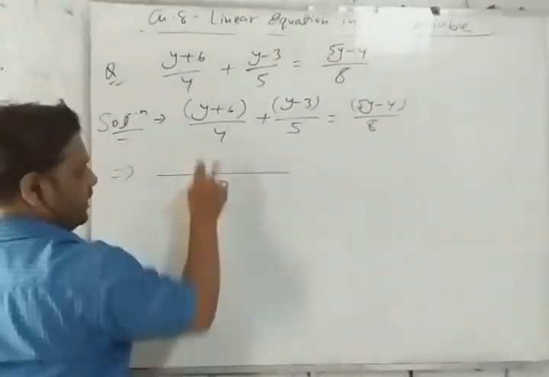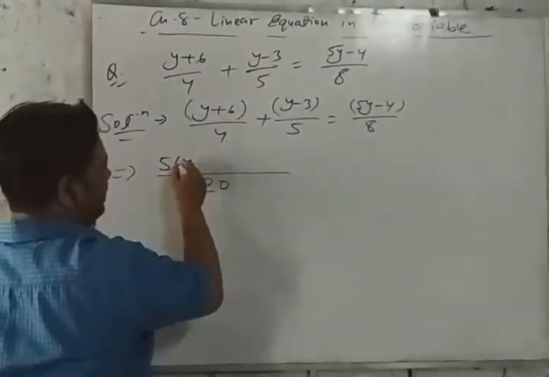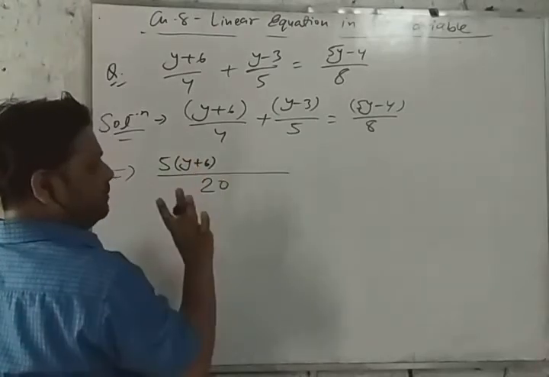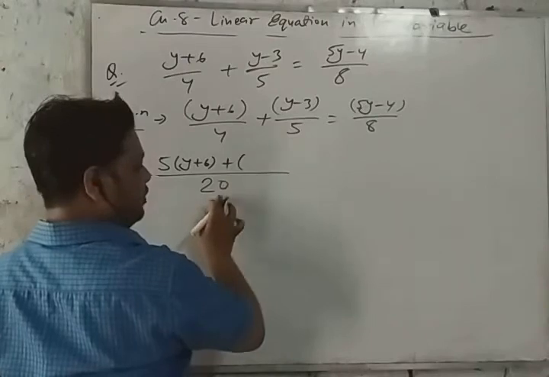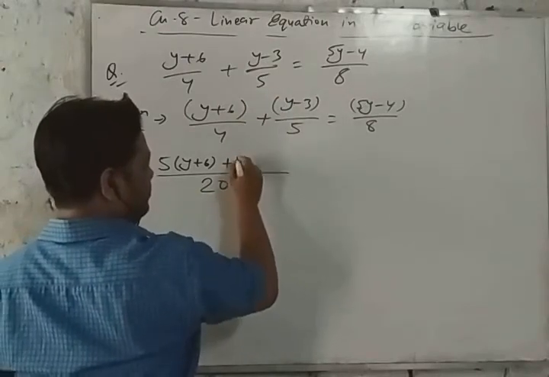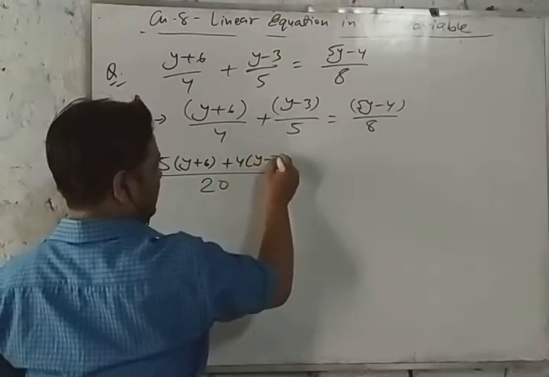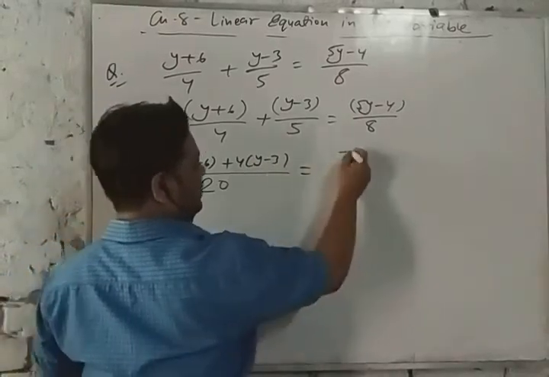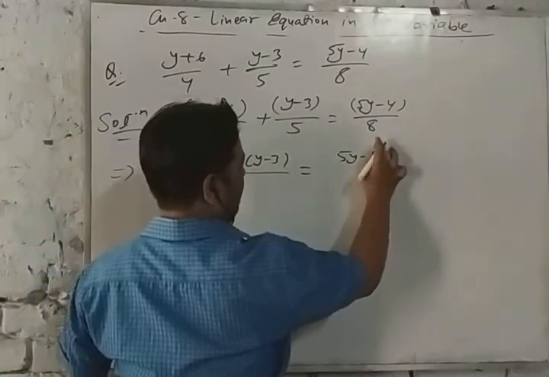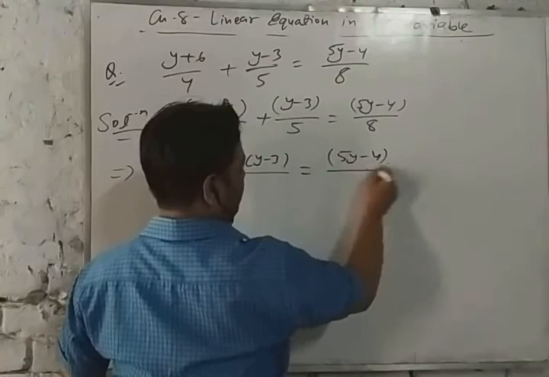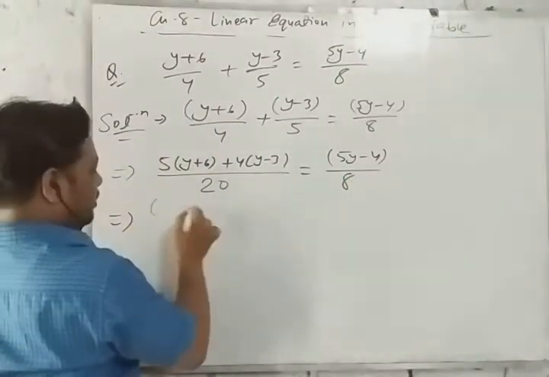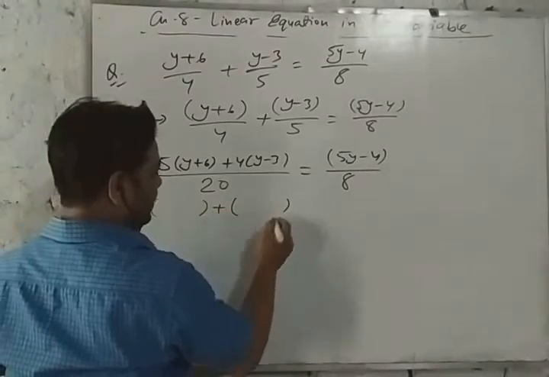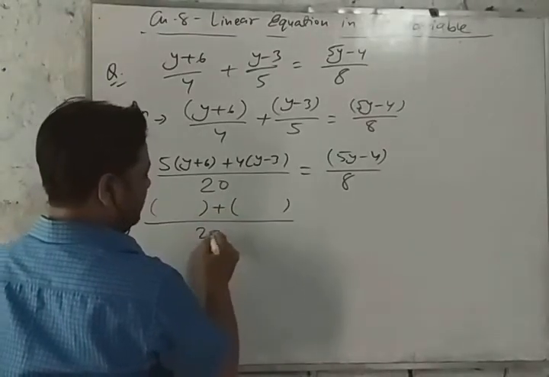So at first 4 fives are 20, then 5 we will write here and we will keep it in bracket. Right now we will not multiply. In next step we will multiply. Plus, then 5 fours are 20, then 4 outside, then y minus 3 is equal to, here same value we will write, 5y minus 4 by 8. Now multiply, but do not remove the bracket right now. Next step we will remove the bracket.